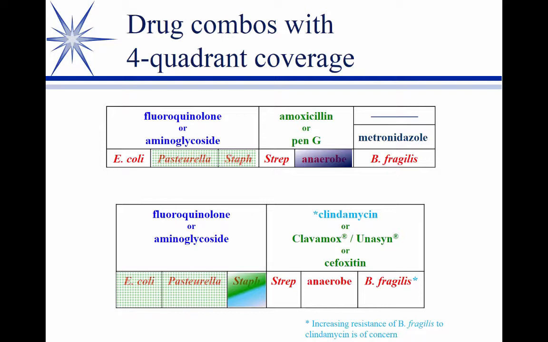And what you're seeing here is the drug up here and what it covers. And the shading is to note overlap, all right? So a fluoroquinolone or an aminoglycoside, not both, but one or the other, is going to get E. coli, Pasteurella, and staph. And your amoxicillin or penicillin G may overlap some, especially on your Pasteurella, not so much your staph. Metronidazole is going to get your anaerobes and your B. fragilis, which overlaps here. By the way, it took me about 3 hours to color code this thing, so I hope you appreciate it. Trying to figure out how to make patterns and gradients and that sort of thing.